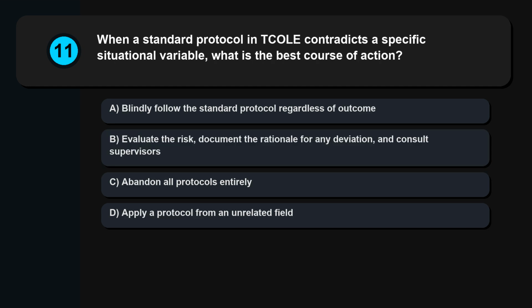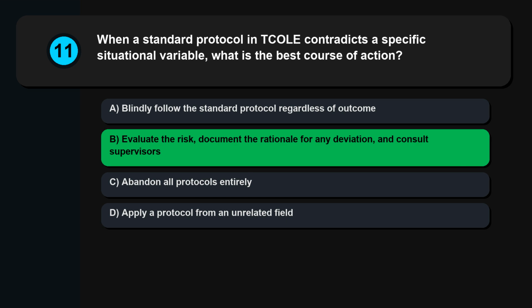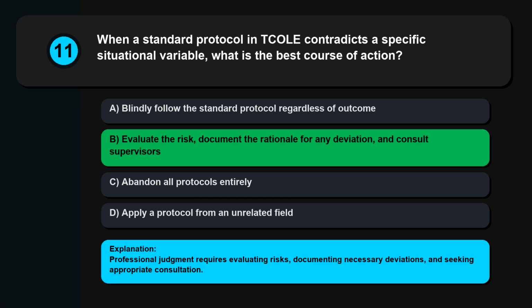Question 11. When a standard protocol in TCOLE contradicts a specific situational variable, what is the best course of action? Blindly follow the standard protocol regardless of outcome. Evaluate the risk, document the rationale for any deviation, and consult supervisors. Abandon all protocols entirely. Apply a protocol from an unrelated field. Professional judgment requires evaluating risks, documenting necessary deviations, and seeking appropriate consultation.